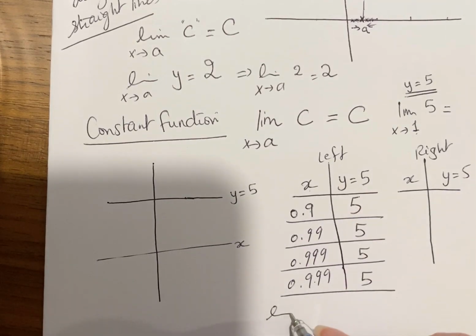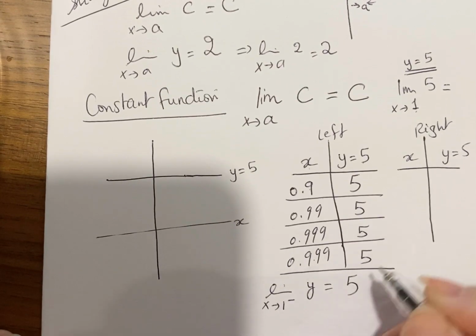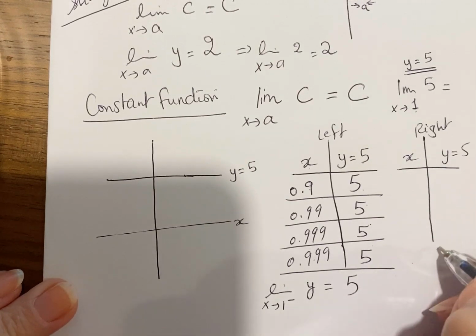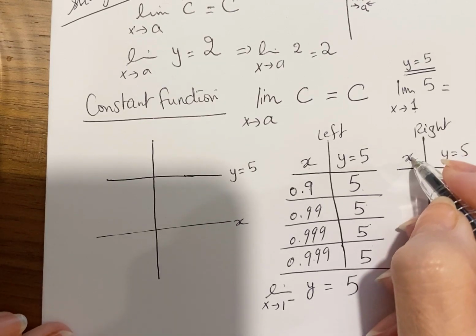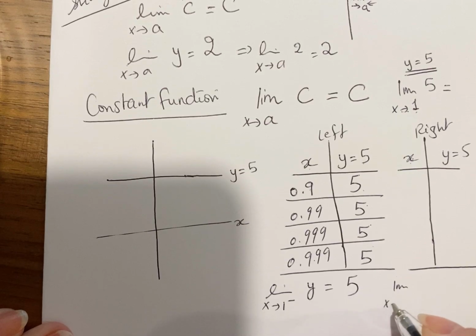Do I see a pattern? As x comes closer to 1 from the left, what are the y values coming close to? They are all approaching 5. Actually, they are equal to 5. Here, I want right limits as I approach 1, but from the right. So I want x approaches 1 plus.